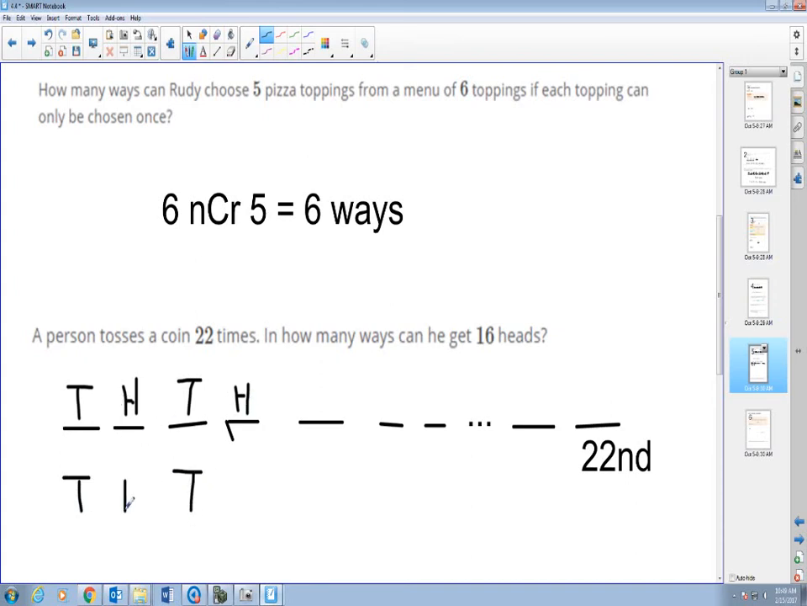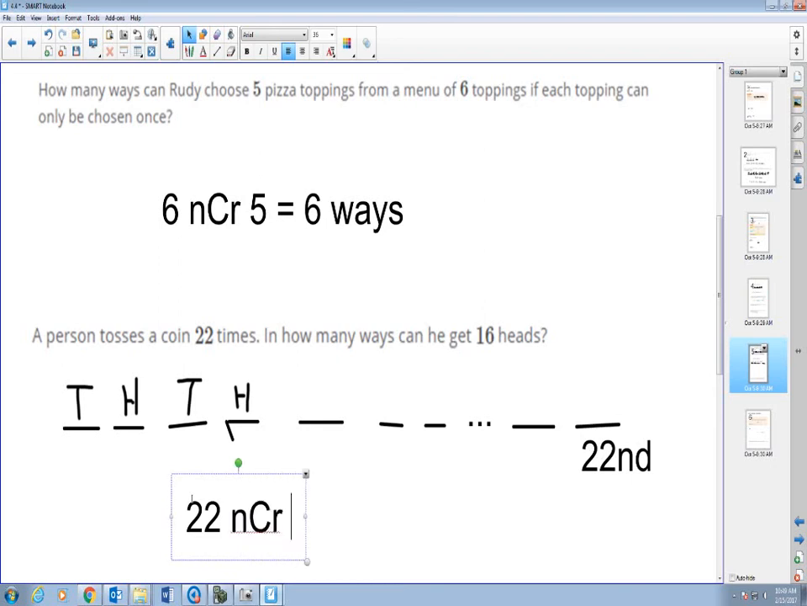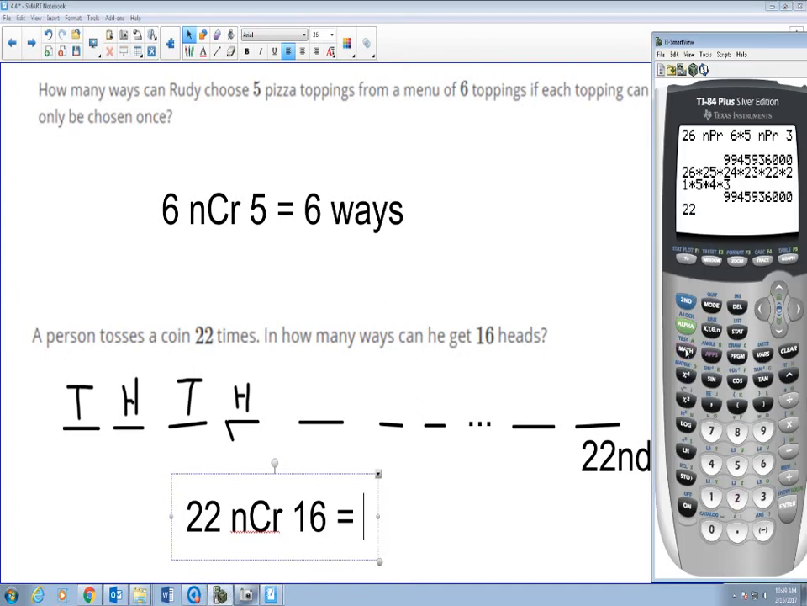What happens if this head comes first and this head comes second? This is exactly the same thing, isn't it? Because you cannot really distinguish between this head and that head. So that tells you that the order in which head comes first does not matter. So that means what? This is a combination problem. So toss it 22 times, choosing 16 heads. 22 choosing 16. That will tell me how many ways I can have 16 heads. 74,613.